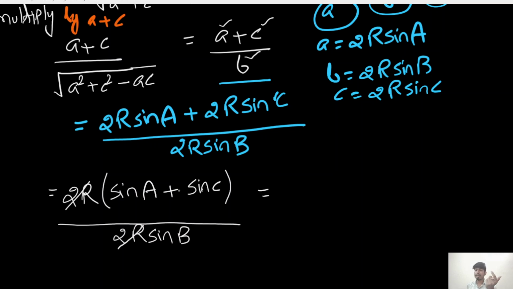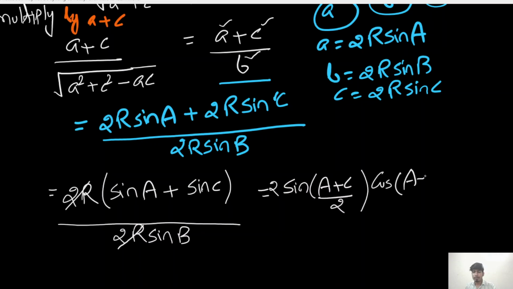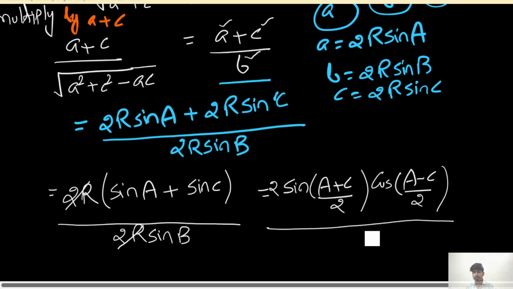What is the value of sin C plus sin D? This is 2 sin (C plus D) by 2 into cos (C minus D) by 2. So we get 2 sin of (A plus C) upon 2 into cos of (A minus C) upon 2, and here is sin B. We know sin B by the half angle formula is equal to 2 sin (B upon 2) into cos (B upon 2).